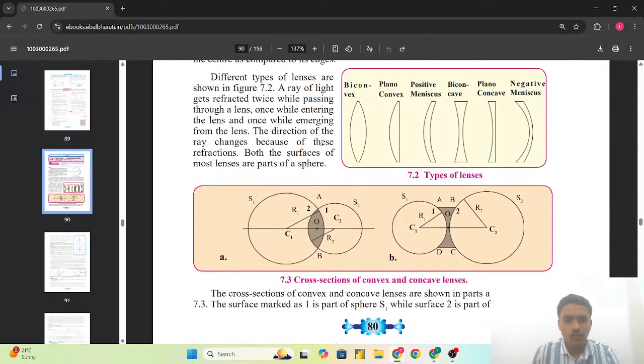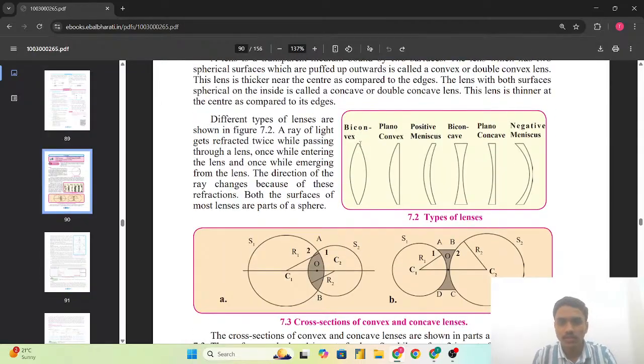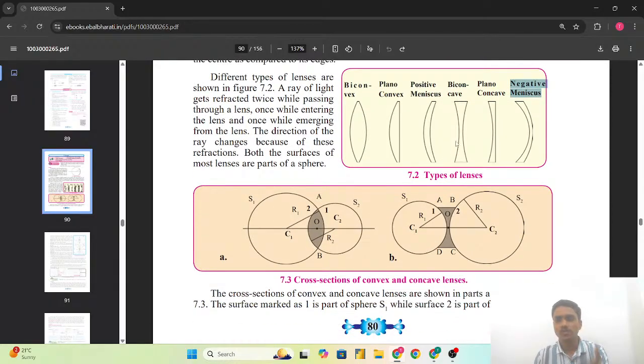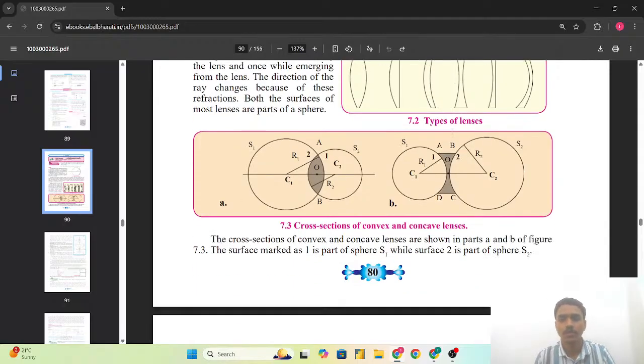Next we are going to see the different types of lenses. This is not very important, but it may be asked in your school exams related to the types of concave and convex lenses. So there is the biconvex lens, plano convex lens, positive meniscus, biconcave lens, plano concave, and negative meniscus. So these are all the different types of convex and concave lenses. These names we have to remember.